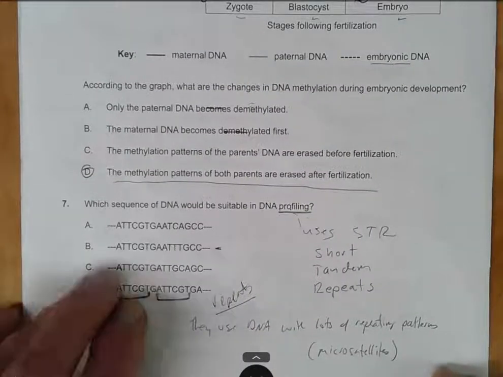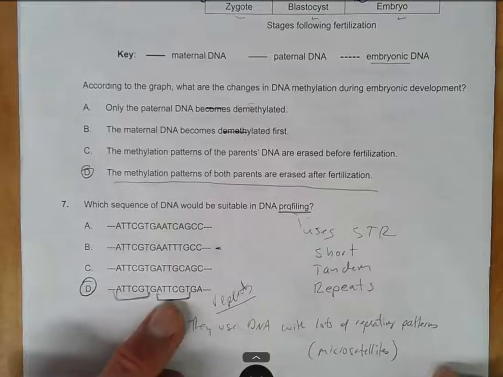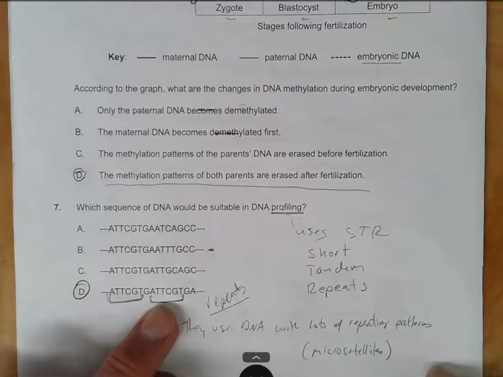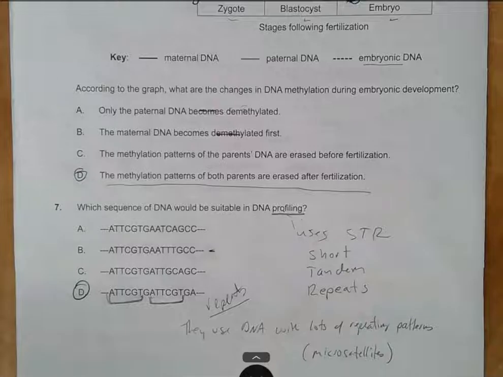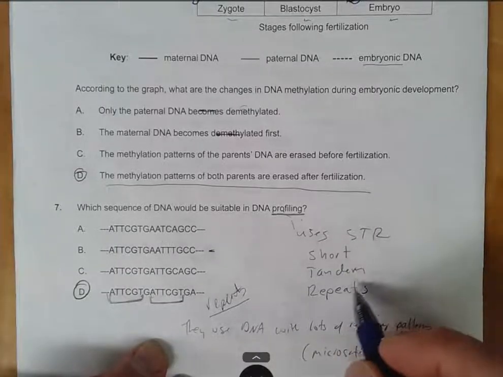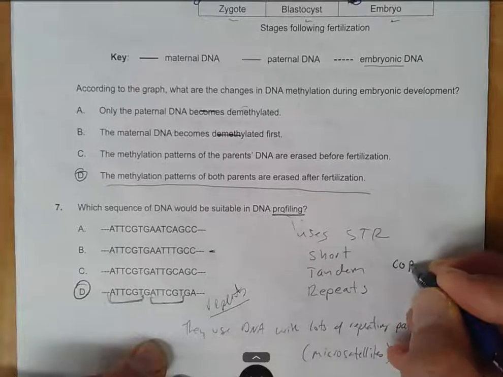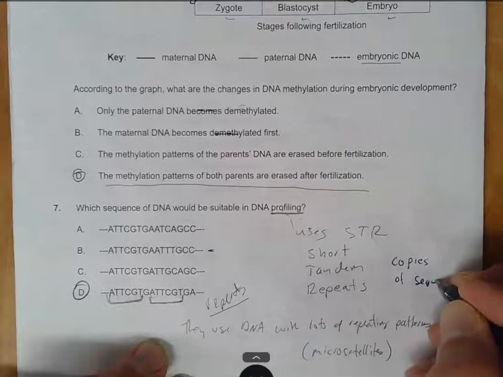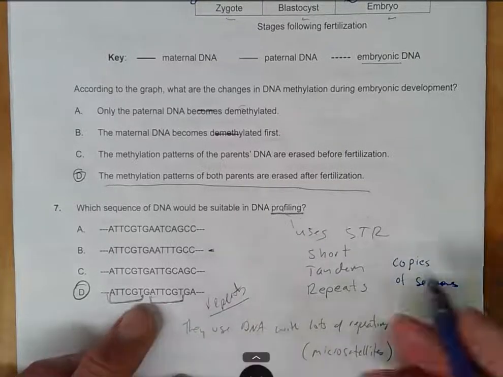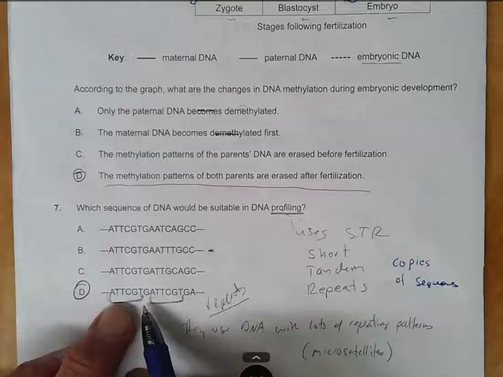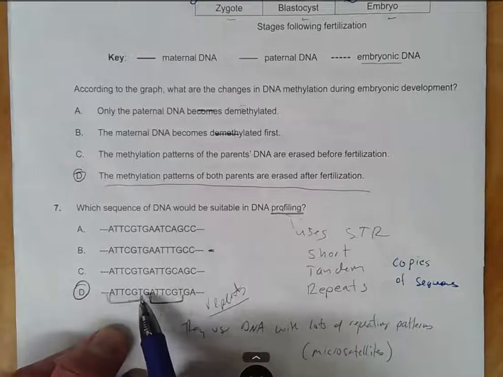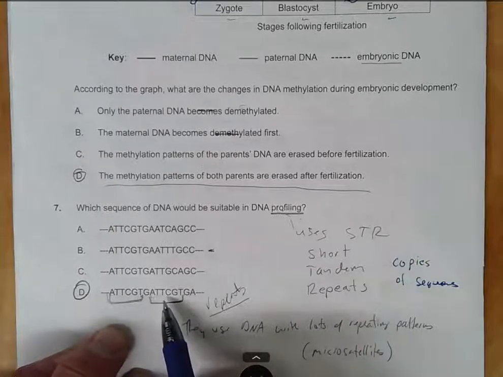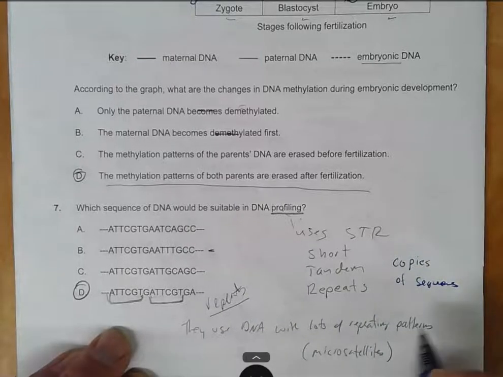And this next question, what sequence would be suitable in DNA profiling? And you got to know what kind of DNA they want for DNA profiling. And what they want are short tandem repeats. So areas where there's lots of copies of sequences, so a lot of the same thing. So you're looking for repeats here, and that's why the answer is D, because you see this ATT, GGT, ATT, CGT repeated.